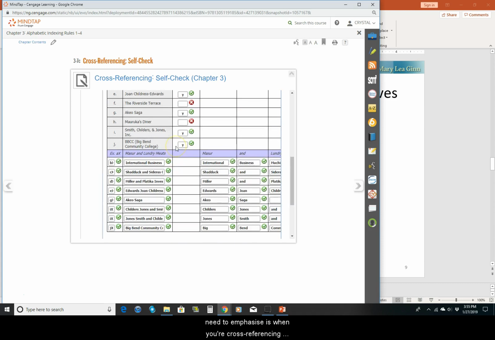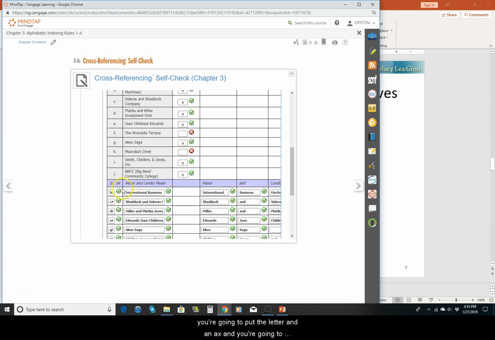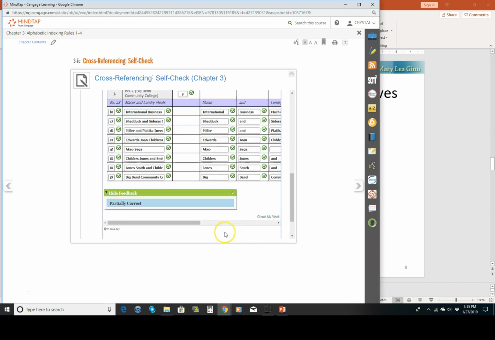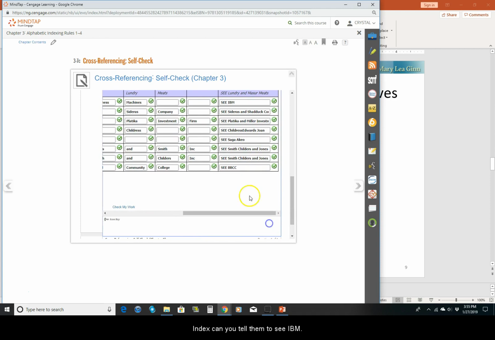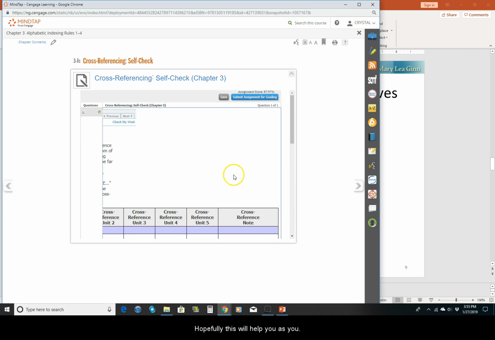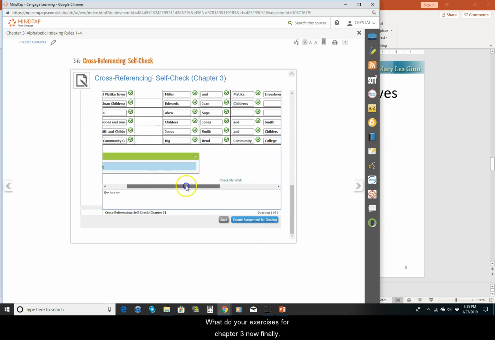And this is the correct way to cross-reference. So what I need to emphasize is when you're cross-referencing, you're going to put the letter and an X, and you're going to index the cross-reference filing segment. So the original is going to be filed under IBM, but if someone looks for it under International Business Machines, and that's the one that you're actually going to index, then you tell them to see IBM. Now, hopefully this will help you as you work through your exercises for Chapter 3.